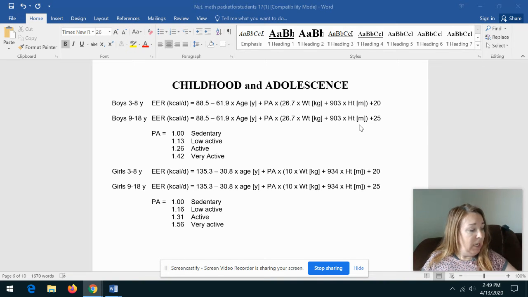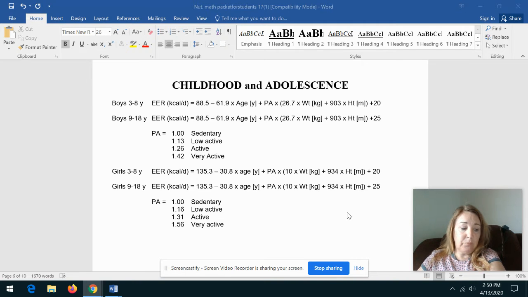Okay, so let's look at our math packet. We're going to do question 2. Calculate the energy and protein needs of a 10-year-old girl who weighs 35 kilograms and is 54 inches tall with a physical activity factor of 1.56. Okay, so to set this up, we're going to look at this calculation because she's 10 years old and she's a girl.